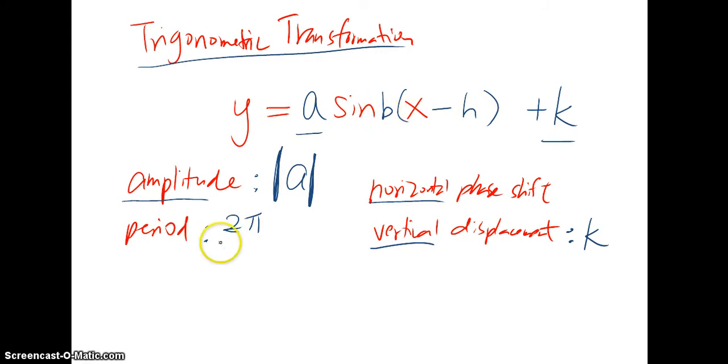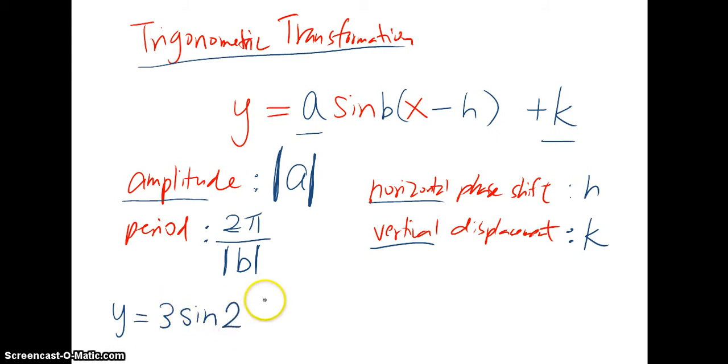If you put a b there, it would divide it by the b value, absolute b. Horizontal phase shift is shifted by h. So let me give you an example. Let's say I have a function y is equal to 3 sine 2x minus pi over 4, and then plus 2. Okay, what is the description of the new graph?